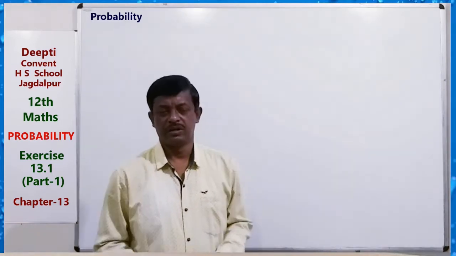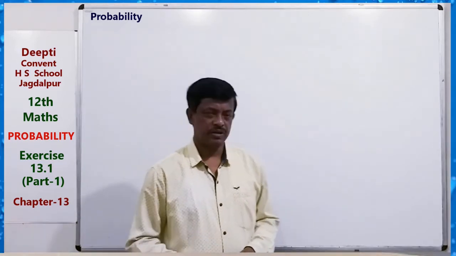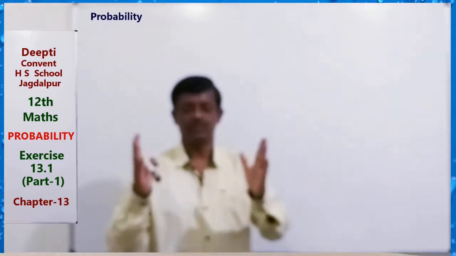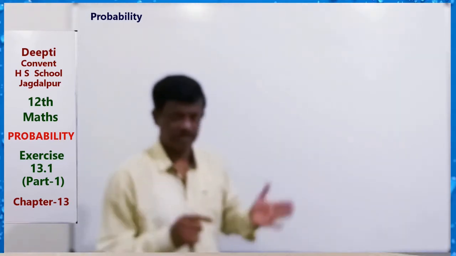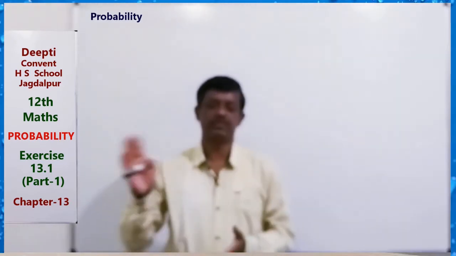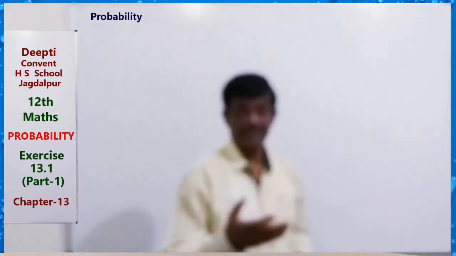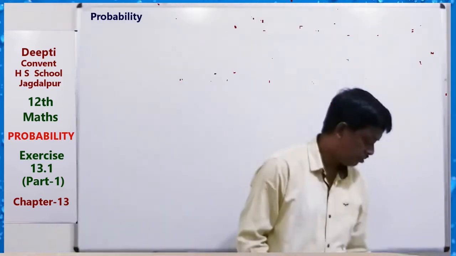And you also studied the addition property of probability. If two events are there, then the probability of either this event or this event, P(A or B), just write P(A+B), is the addition property of probability.